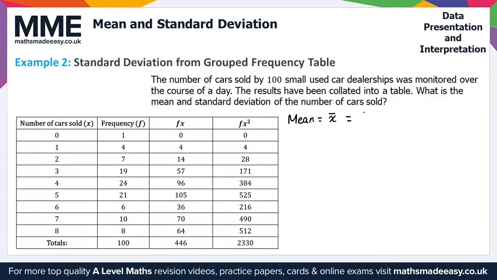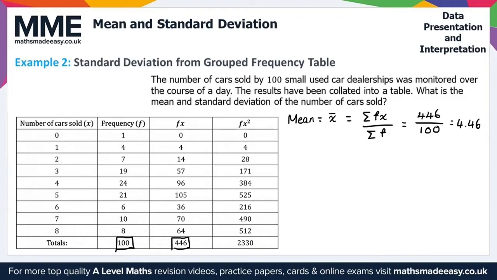So that's going to be equal to sigma fx, the sum of fx, divided by sigma f, the sum of the frequencies. In that case, sigma fx is the sum of fx, which we've got here at the bottom. That's our total, so that's 446 for the numerator. And for the denominator, that's the sum of the frequencies, which we know is 100. So we do 446 divided by 100, and that gives us 4.46. So we know the mean is equal to 4.46.